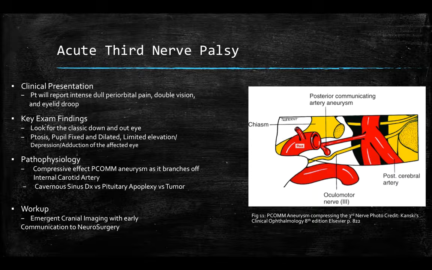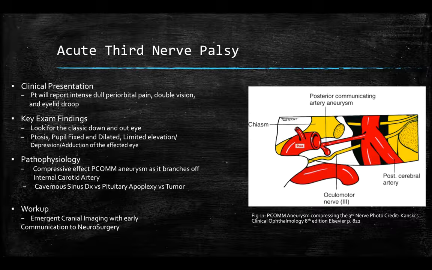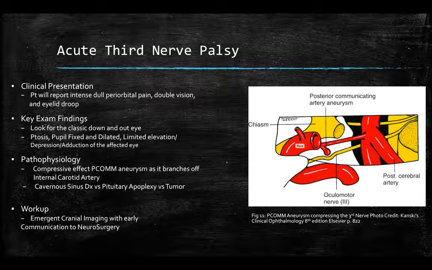So let's review again kind of the clinical presentation of how this patient will present. The patient will present with an intense, dull periorbital pain. They'll mention double vision because of their ocular gaze paresis that we just talked about. And they'll also have an eyelid droop. The key exam findings to remember are to look for that eye that is down and out. Again, there's the only preserved right lateral abduction movement, as we just saw. They're going to have the ptosis. They're going to have a pupil that's fixed and dilated, and they're going to have the listed gaze deficits.